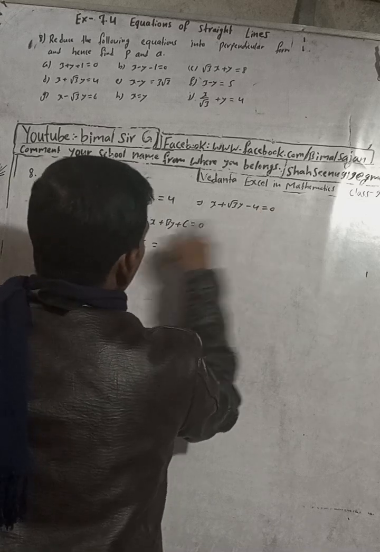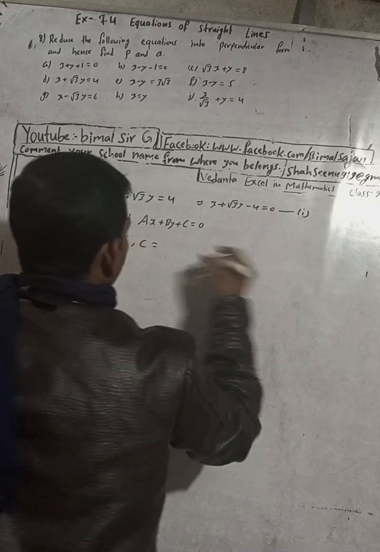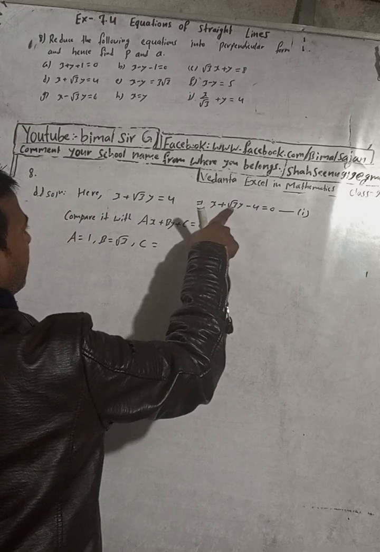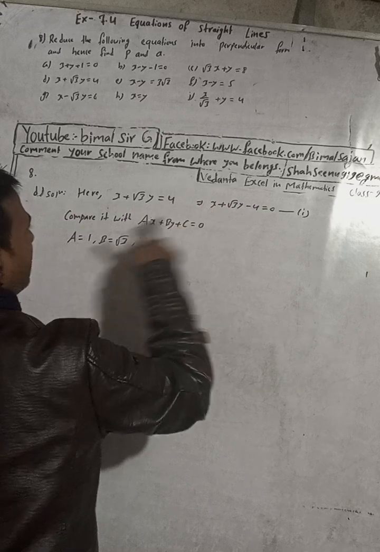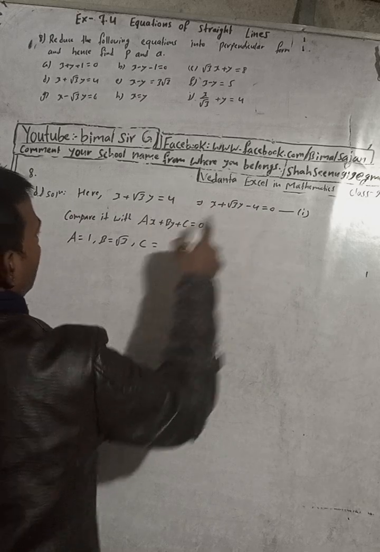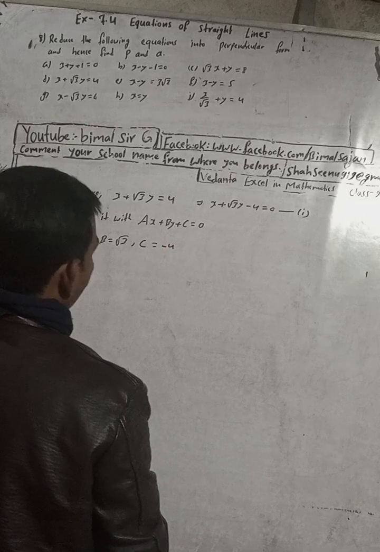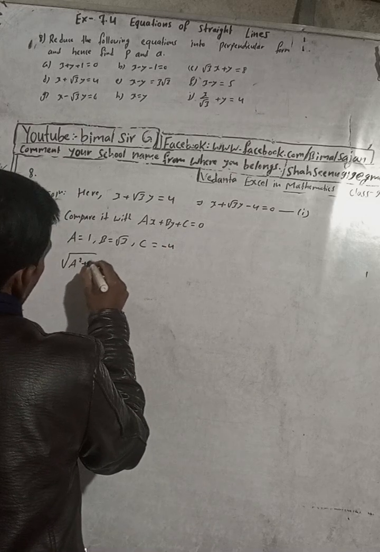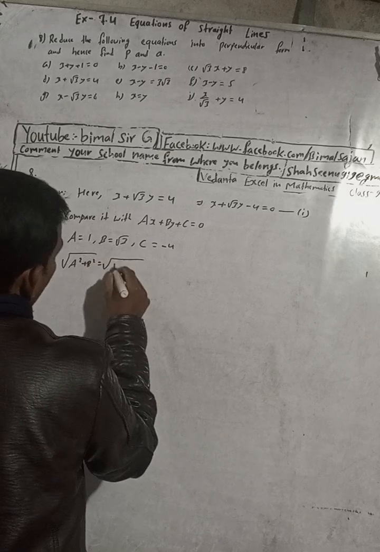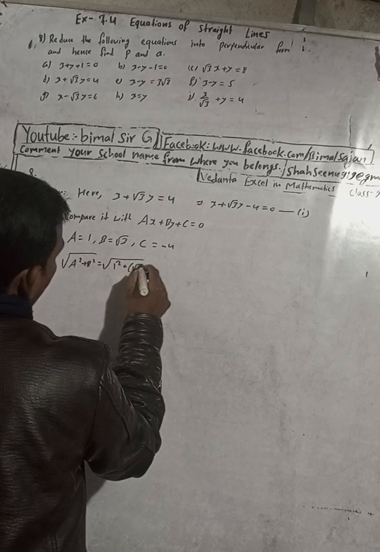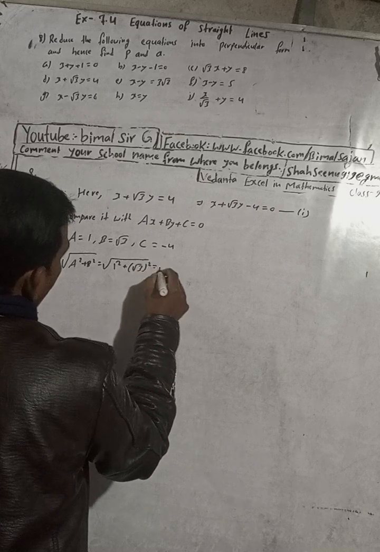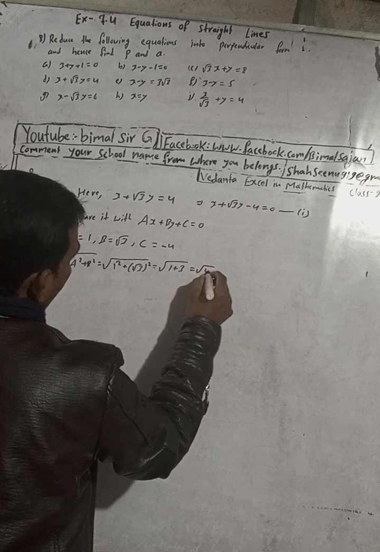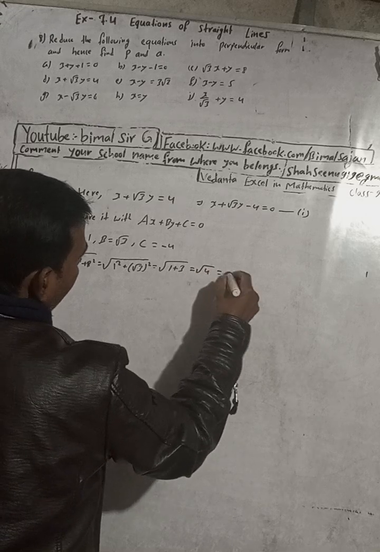Now this is of this form, so this is our equation 1. When we compare, a value is 1, b value is root 3 and c is equal to minus 4. Now find the root of a square plus b square. 1 square is 1 plus root 3 square is 3, so this is equal to 4, and the root is 2.